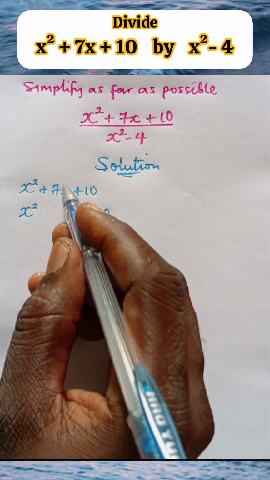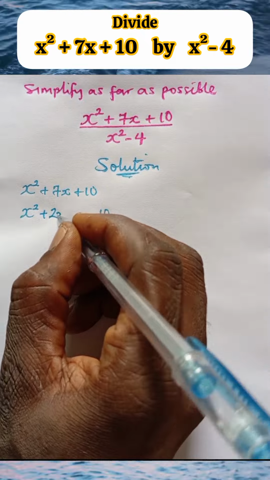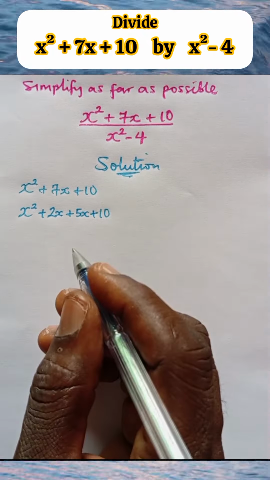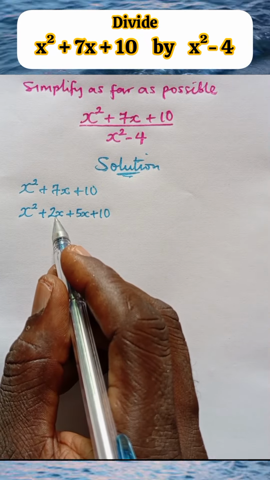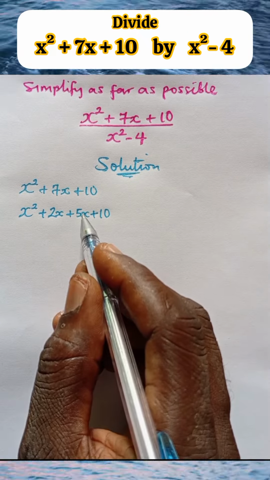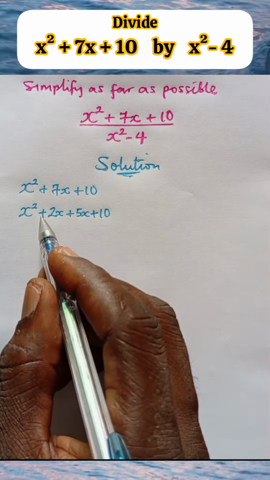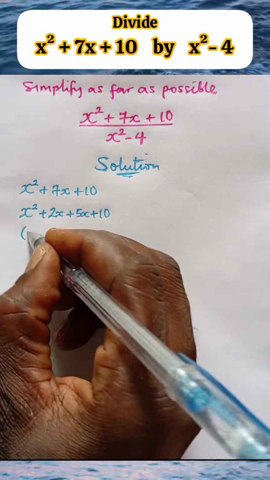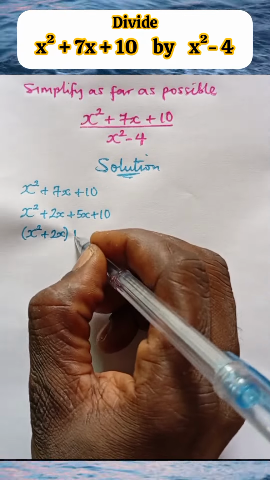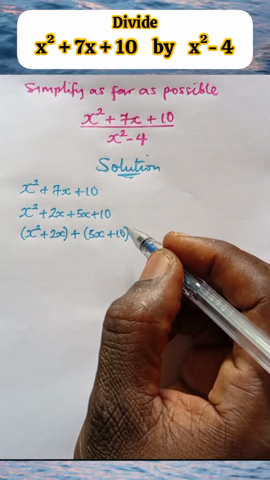So now we're going to arrange the two numbers in place of 7x. So we have x squared plus 2x plus 5x plus 10. It doesn't matter which of the numbers you write first. You may decide to write the 5x first before 2x. You will still get the same answer. Okay? Now, let us group these terms. We have x squared plus 2x in one group, plus 5x plus 10 in another group.